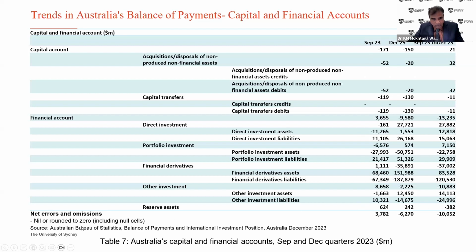As we go to the bottom, we have this net errors and omissions, because with credit and debit entries, if they are not equal to each other, we'll have some discrepancy. And that's the net errors and omissions. Okay, which has to be taken care of separately.